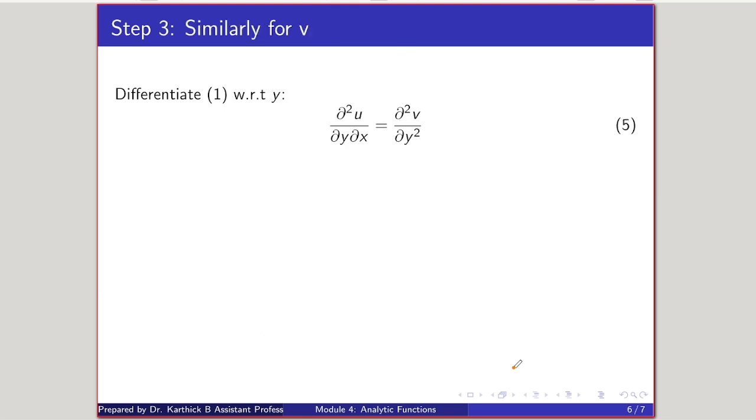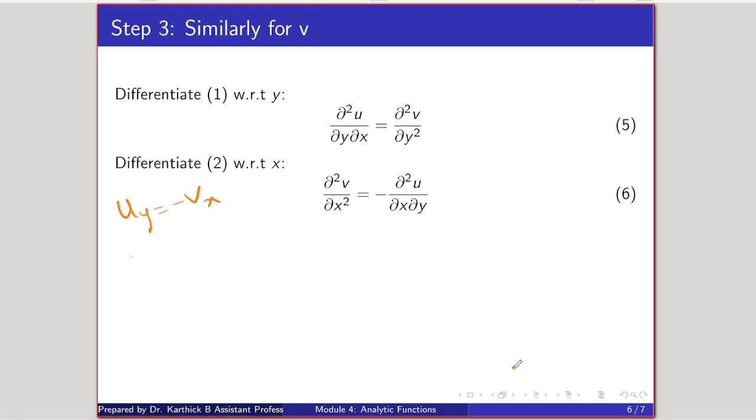Next we go for v. Let me take the first equation, that is ux equal to vy. If I differentiate this equation with respect to y, uxy equal to vyy. Next, I am taking the second equation, uy equal to minus vx. If I differentiate with respect to x, it will be uxy equal to minus vxx. That will be the sixth equation.